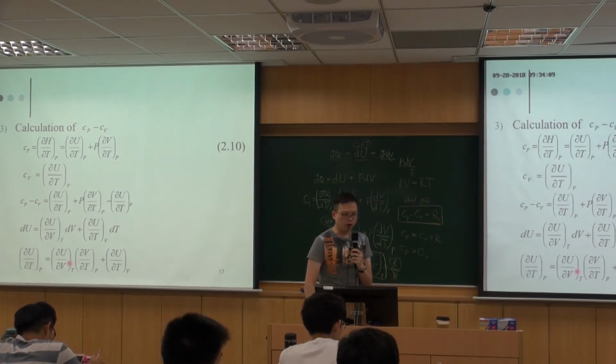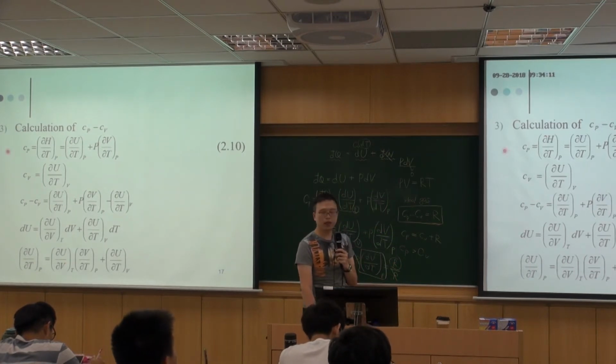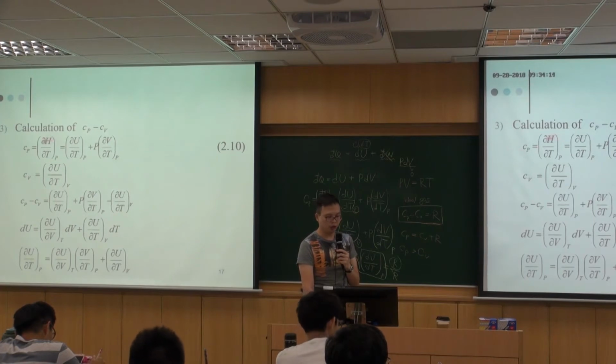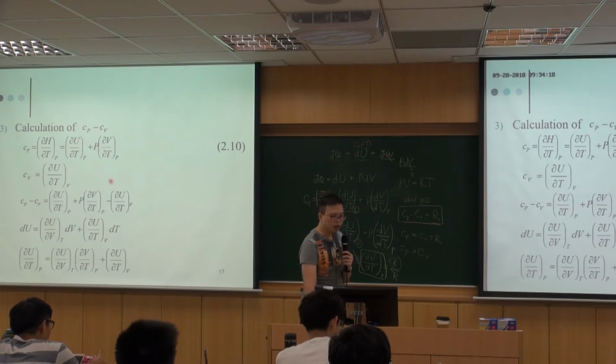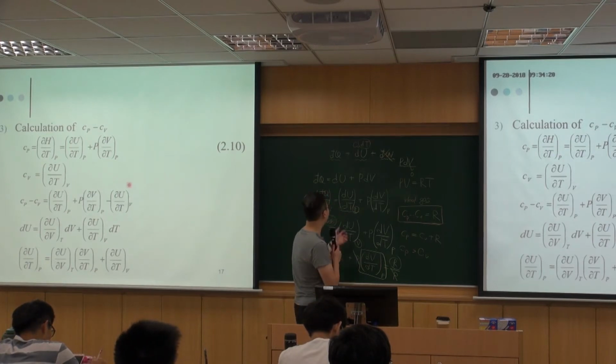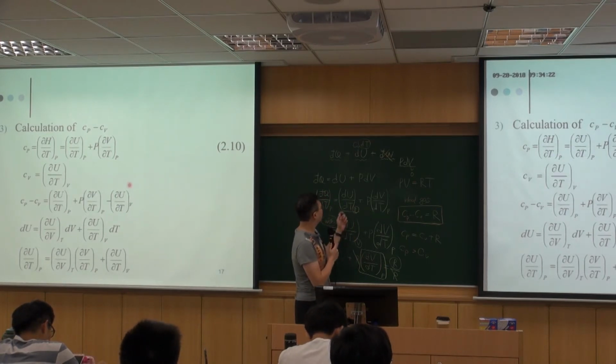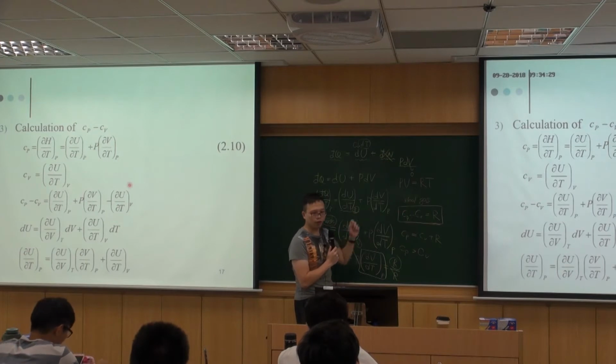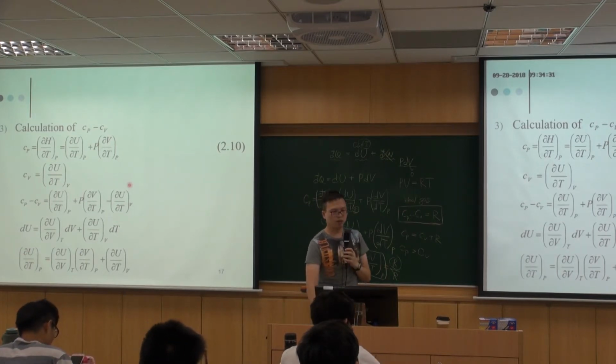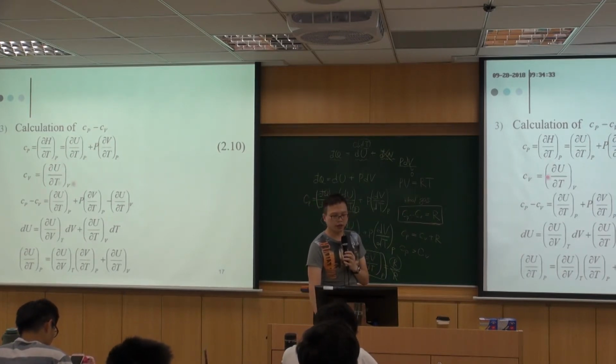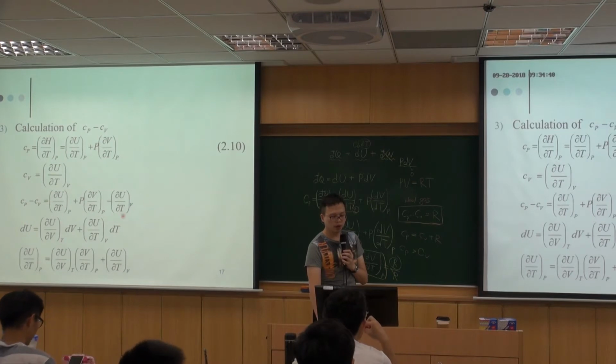Okay, so Cp, we already know the definition of that, right? It is partial H partial T at constant pressure. And therefore, it will be something like this. It's partial U partial T, or you can say dU/dT at a constant pressure, and then you have this extra term. Cv, on the other hand, is something like this. So you want to find the difference, then this is what you will get, right?